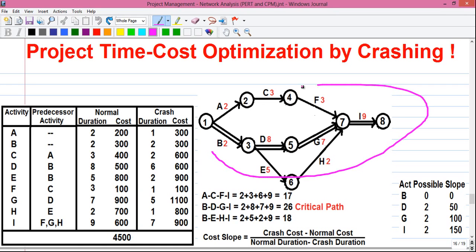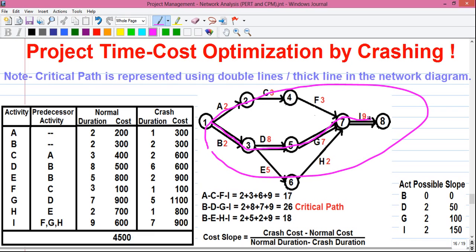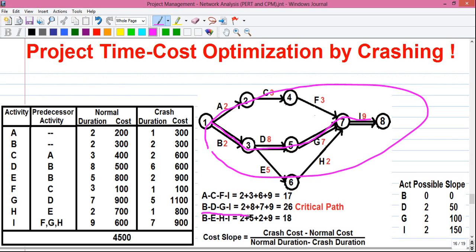Next, look at the network diagram. We have one critical path, that is B, D, G and I via the events 1, 3, 5, 7 and 8. So for our critical path B, D, G, I, our total time duration value is 26 days. Now we will check whether we can reduce the time duration value with the least possible increase in our project cost.